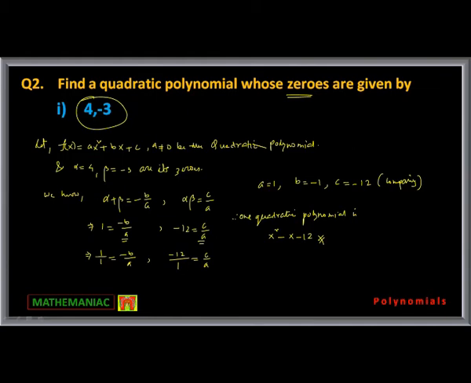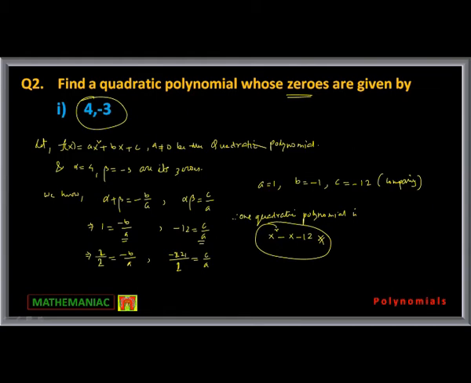Why didn't I say the required quadratic polynomial? I cannot say because this is not the only one. Because as I told you, we have compared this, right? Now if some person wants to consider, please listen to me, that no, I would like to make it 2, and here also I'd like to make it 2.